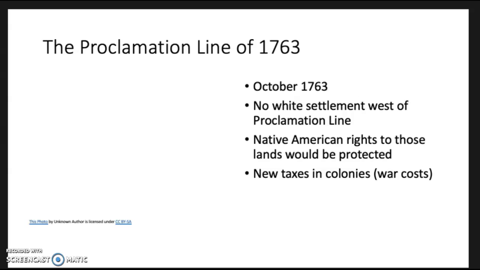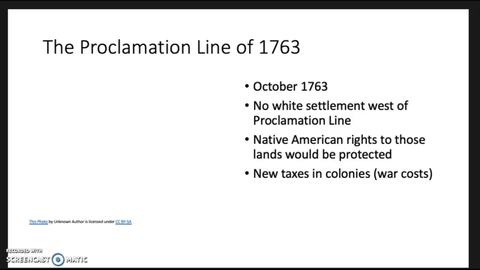The colonists were furious because they felt they had just won the war for that land, but the British did not want to continue to pay to protect settlers moving west beyond the Proclamation Line. Britain, however, was too far away to enforce the line and couldn't stop westward expansion by white settlers, but the Proclamation of 1763 did slow some settlement.